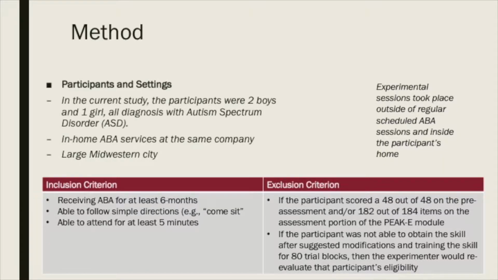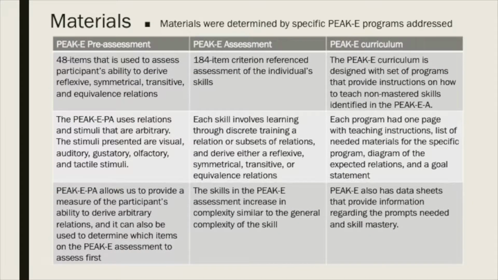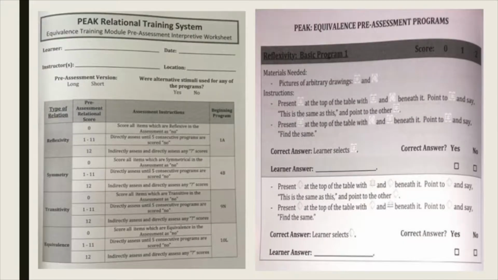Participants and settings. In this study, the participants were two boys and one girl. All had the diagnosis of autism spectrum disorder. All of them received in-home ABA services at the same company, and they were all from a large Midwestern city. The materials in the study include the PEAK-E pre-assessment, the PEAK-E assessment, and the PEAK-E curriculum. Each participant had three programs in which they worked, and the PEAK-E curriculum had the given materials for each program. The PEAK-E pre-assessment also had materials within the PEAK-E and were made up of arbitrary stimuli.